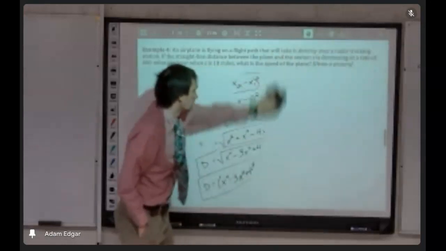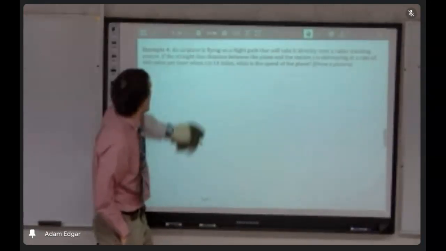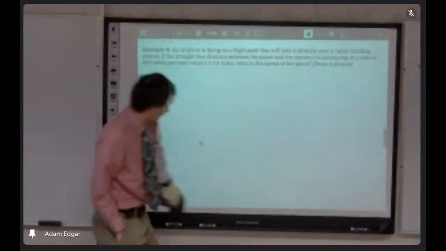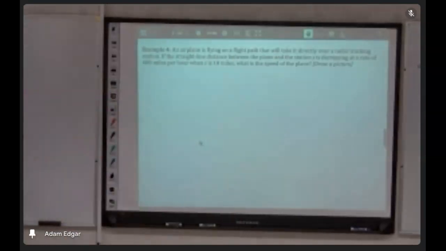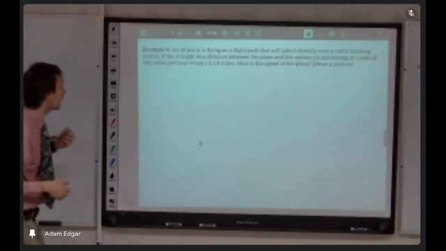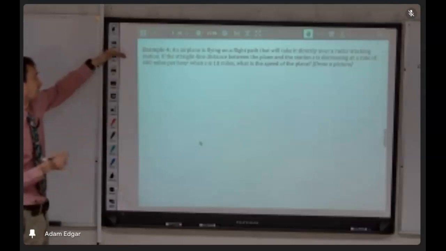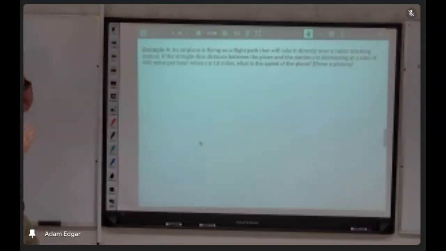So let's start off with, I'm thinking, a Pythagorean theorem problem. You've got your airplane flying overhead, because that's what airplanes do, and you've got this radar tracking station down on the ground, and we want to analyze the straight line distance between the plane and the station. So not the ground distance, the straight line distance. So the plane in the sky, straight line on the diagonal down to the radar station. How is that changing?